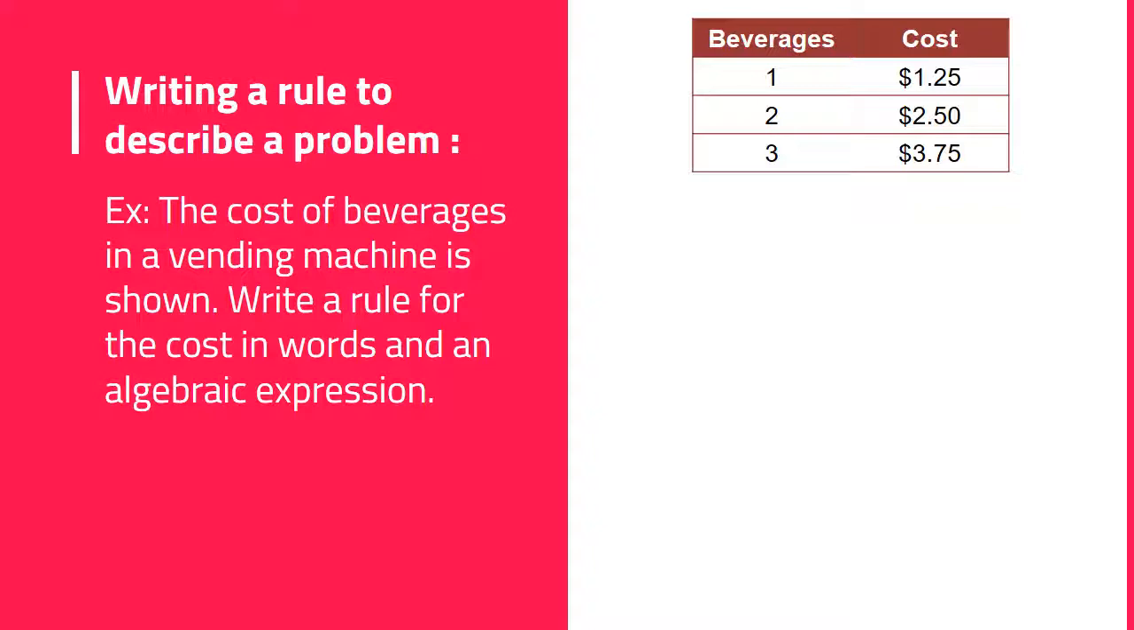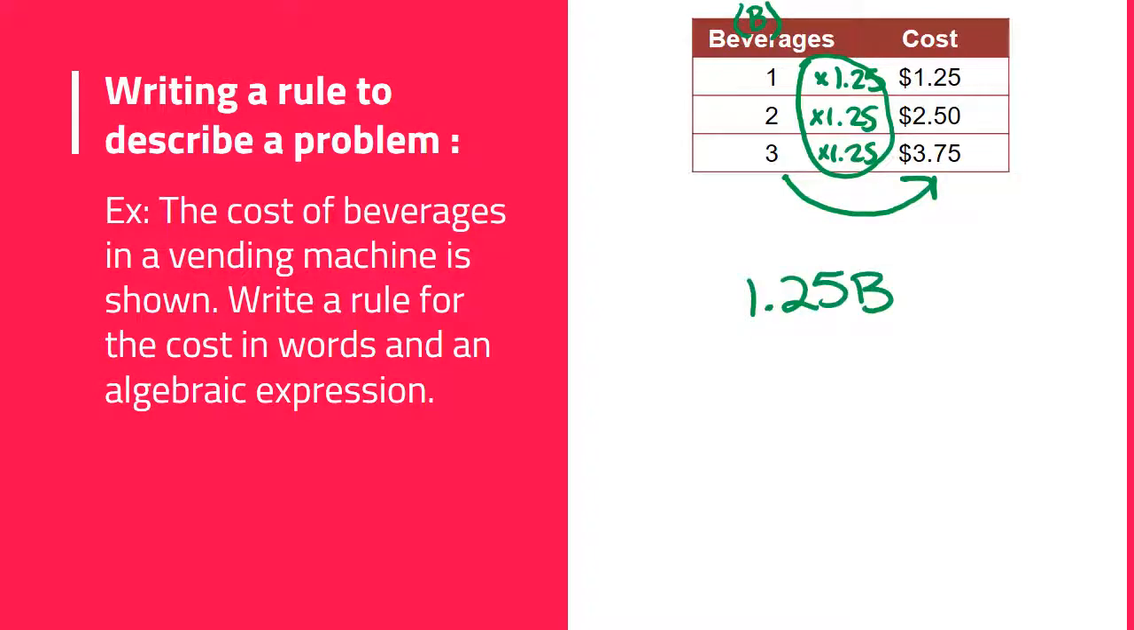The first thing I want to try to figure out is what is the rule? How are we getting from this number to this number? Well, in this case, I'm timesing it by $1.25. 2 times $1.25, 3 times $1.25. If I was to keep going, the pattern would be consistent. So I'm going to say, instead of beverages, I'm going to use the variable B. So my expression would be $1.25 times B.